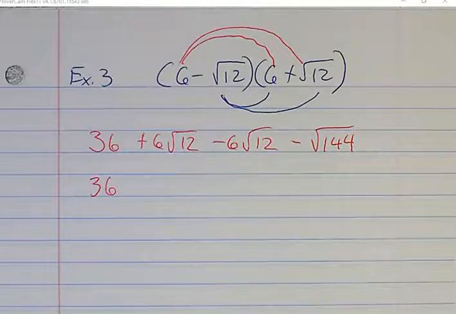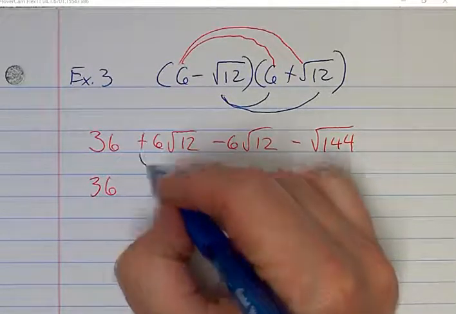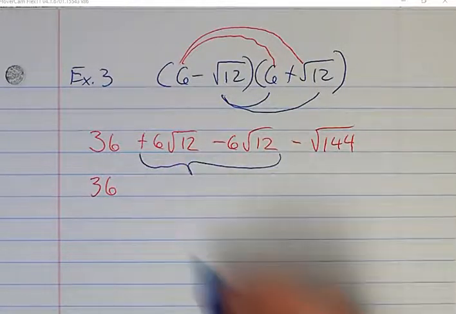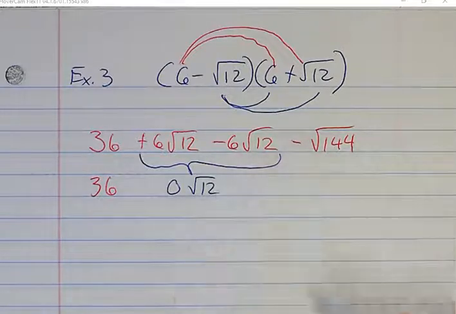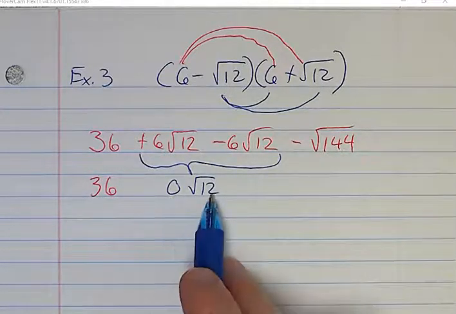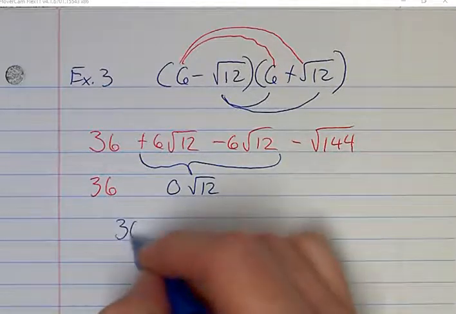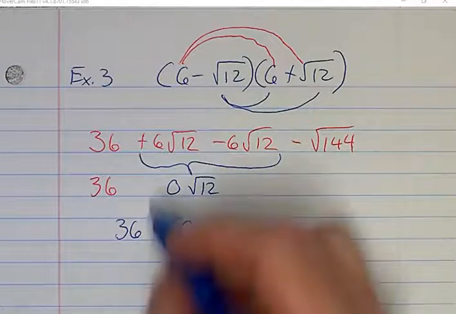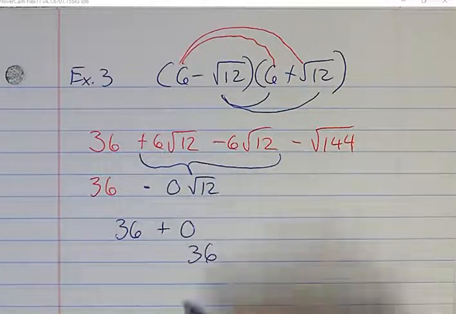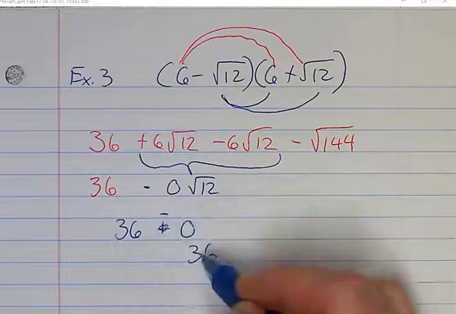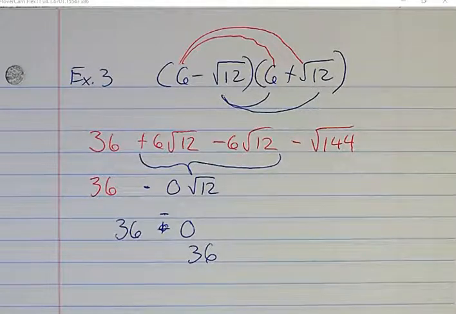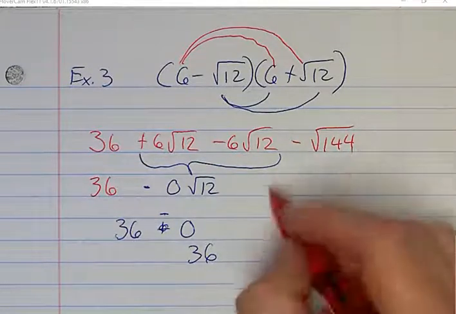Alright, 36 is 36. Nothing you can do there. You've got the plus 6, minus 6. And again, they're both square root of 12, so we're going to add or subtract the numbers in front. 6 minus 6 is 0. And what happens if you do 0 times anything? It's 0, right? So that's 36 plus nothing, which would just be 36. And again, if we had positive times negative, I guess technically that's negative, but if you do 36 minus 0, that's still just 36. On the last part, you've got the negative square root of 144. Well, if you do the square root of 144, that's just a 12.